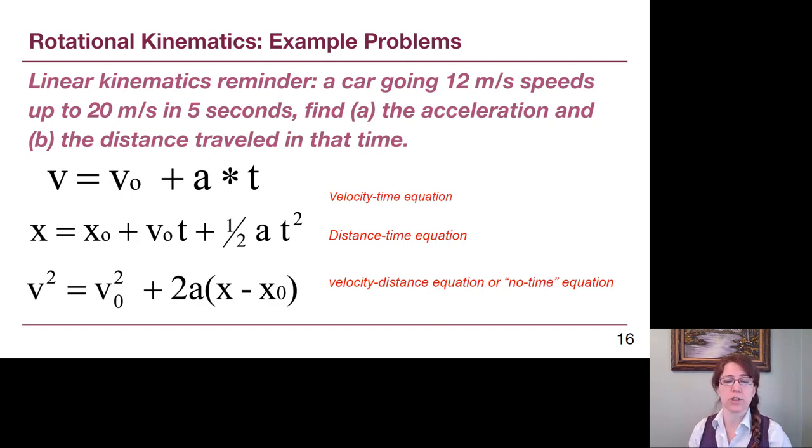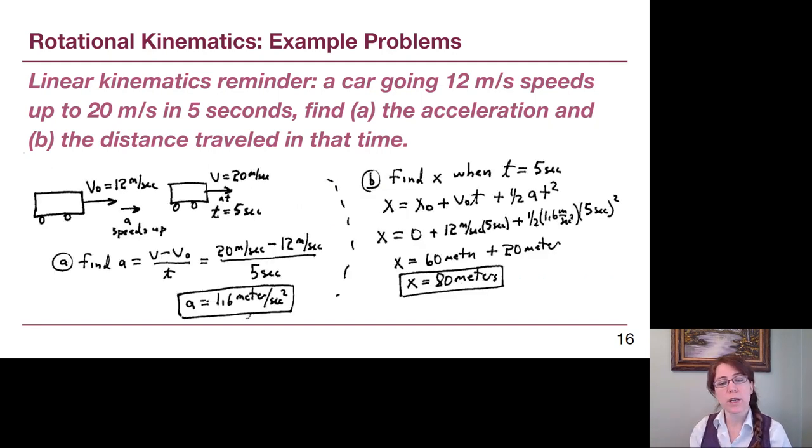For the acceleration, we can just use either the definition of acceleration or the velocity time equation. And for the distance traveled, we could actually use either of the other two equations because we have enough information at that point, but we would probably use the distance time equation. We're finding the position x at time t equals 5 seconds. And what we end up with is that the acceleration is 1.6 meters per second squared, and that the distance that we travel is 80 meters. Okay, straightforward chapter 2 problem. It might feel a little bit rusty. It's been a while since we did them, but it is something that's in our toolkit.